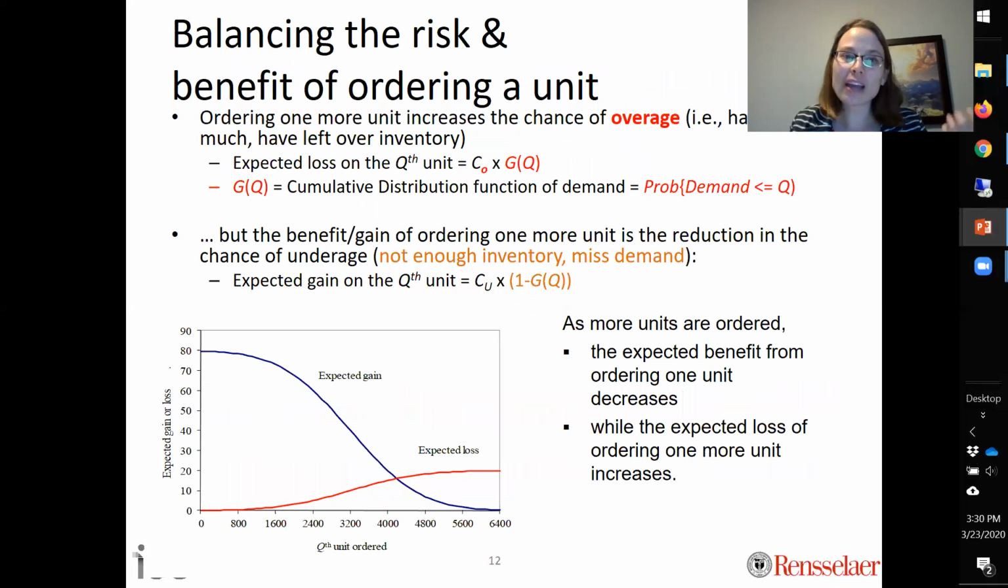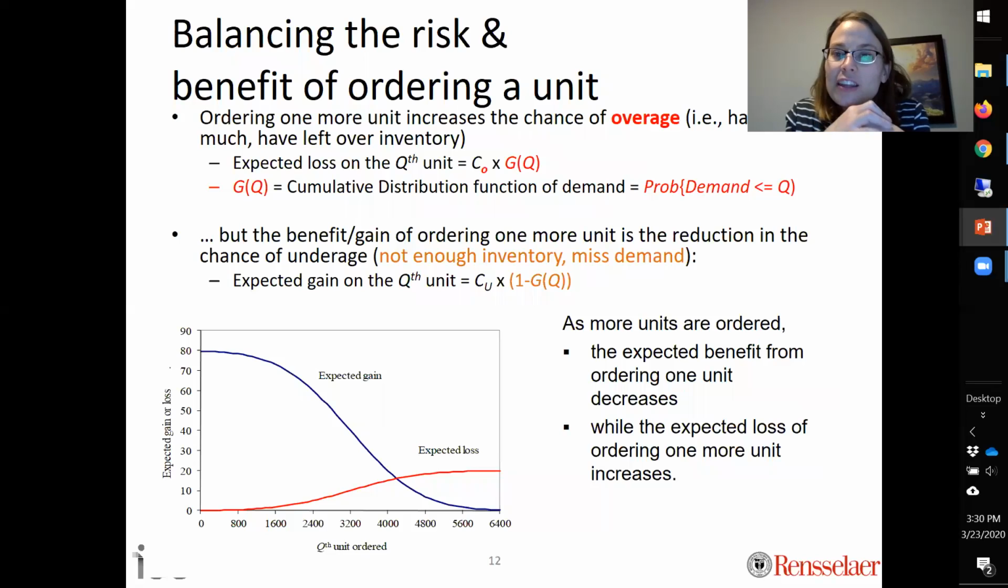All right, so what's going on here? If you want to break this up, the critical ratio balances the risks and benefits of ordering a unit. If you think about ordering one more unit, that will increase my chance of overage.